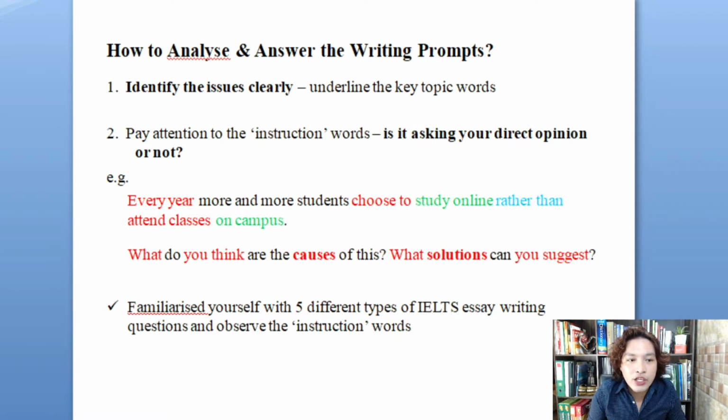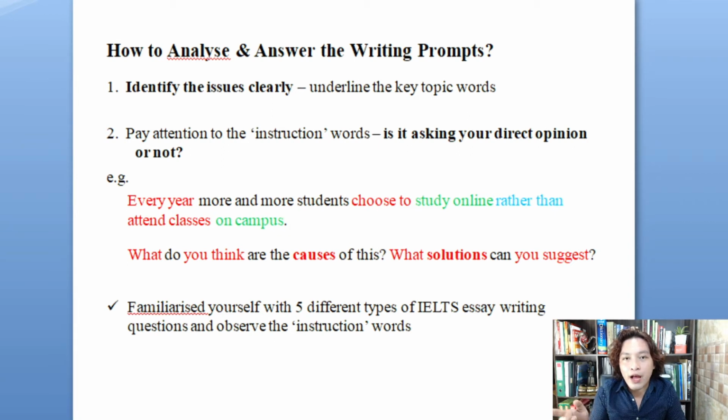Second, you need to pay attention to the instruction words. Is it asking for your direct opinion or not? For example, "What do you think are the causes of this?" "What solutions can you suggest?" Apparently, these instruction words are asking for a direct opinion. You think, you suggest. What do you think? What can you suggest?